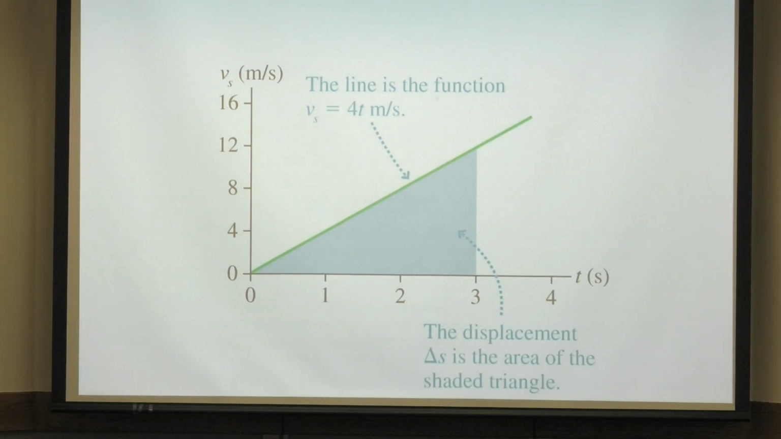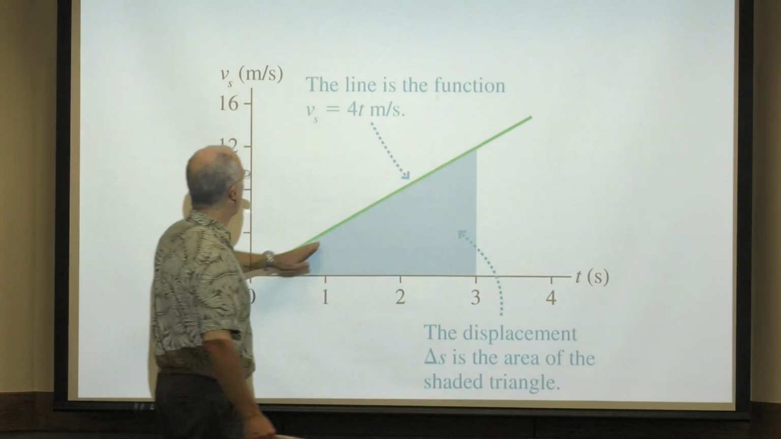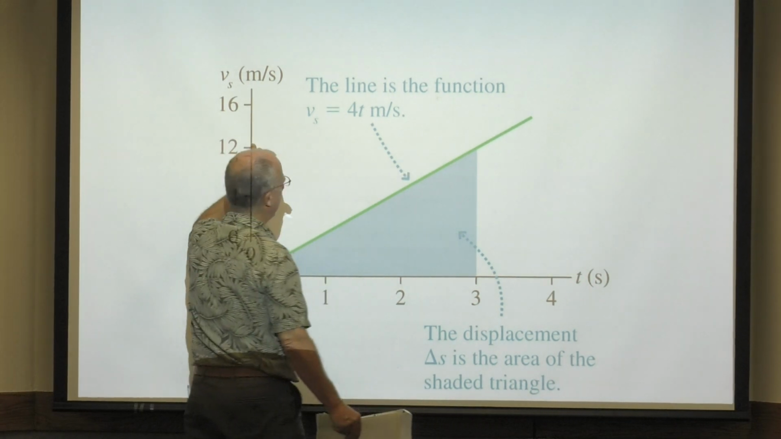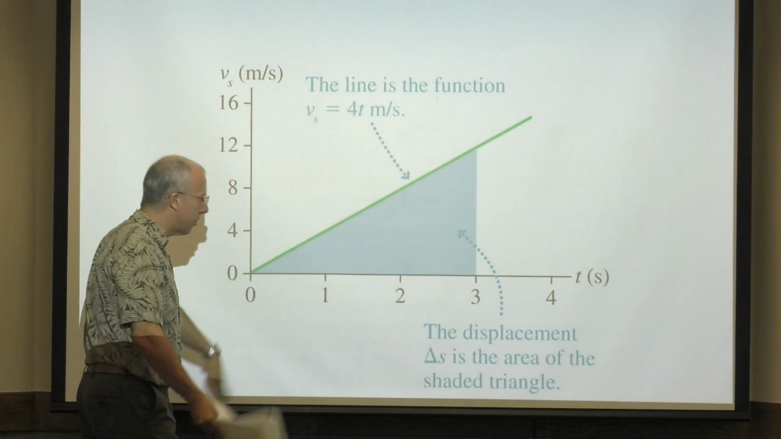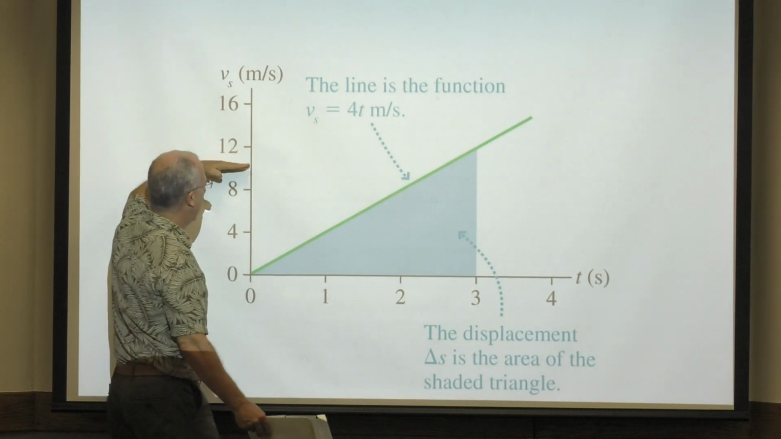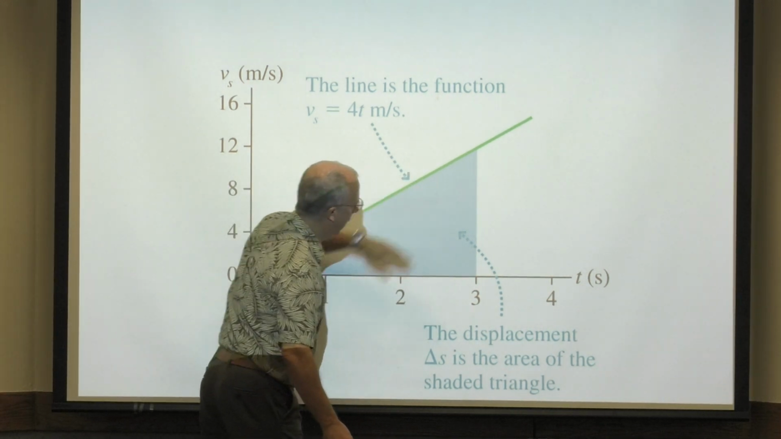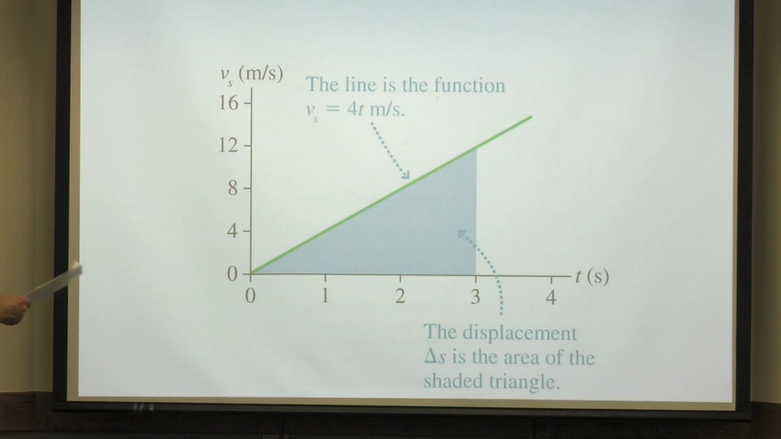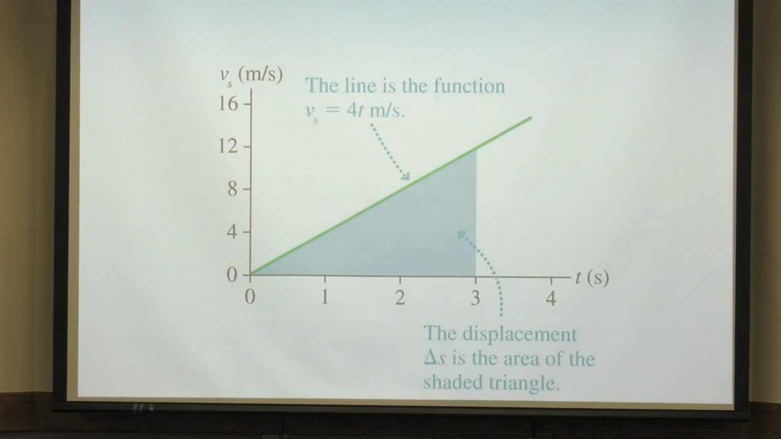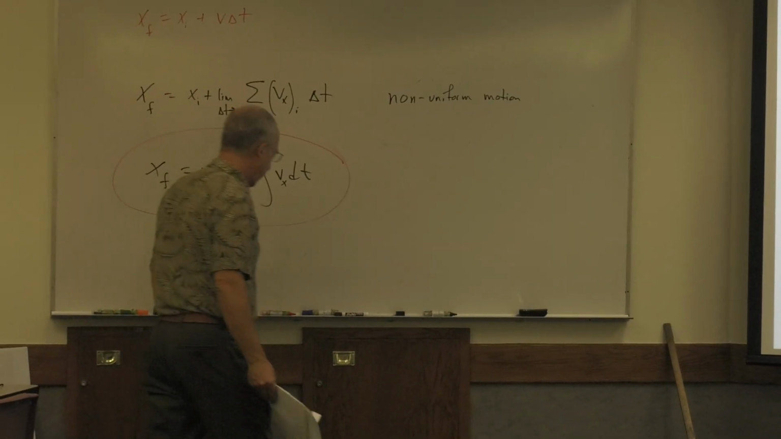First of all, is the velocity constant? No! It's 0, then it goes all the way up to 12. So the velocity is not constant, right? If the velocity were constant, it would be a horizontal line. So the velocity is not constant, so we have to use this formula.